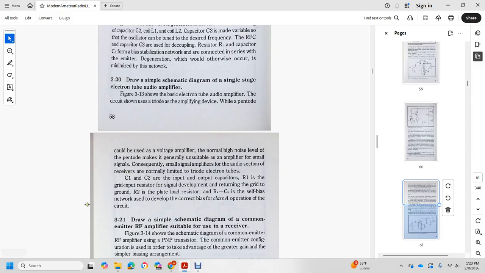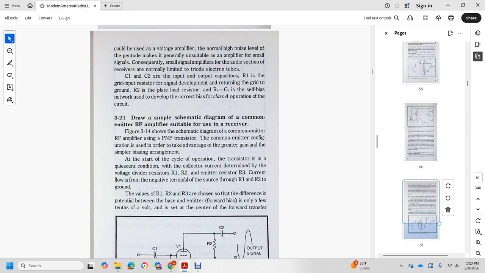Electron tubes. Capacitor 1, capacitor 2 output, resistor 1 grid input, resistor signal development and returns grid to the ground, resistor 2 with a plate load, resistor K and capacitor K with the network should develop the current bias for class A operation of the circuit.